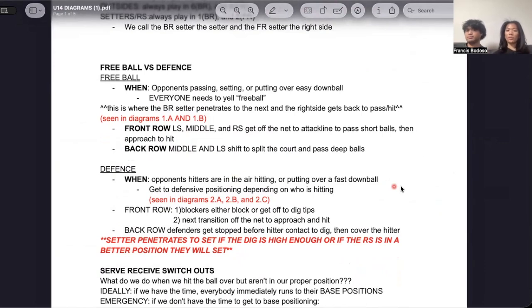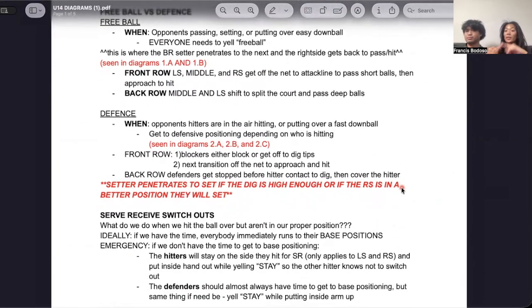Cool. Defense. When the hitters are actually hitting, or if we're like, damn, that kid has a really good down ball, we'll tell you to stay and play defense on those. Now, our blockers probably won't block on the down balls, but they will when the kids are up in the air, if that makes sense. But the back row will stay the same.